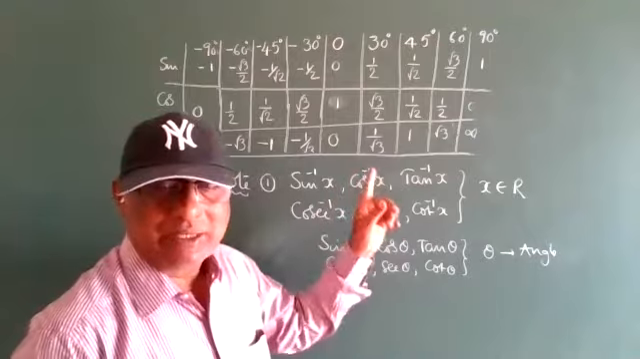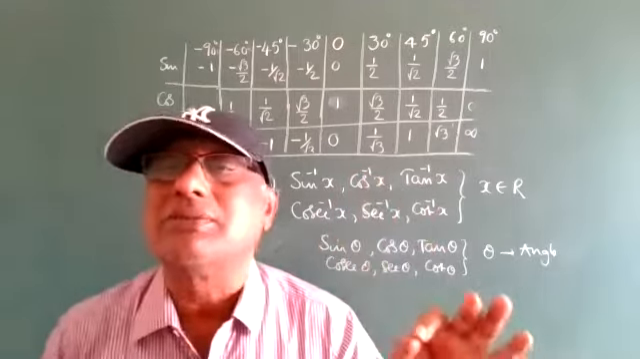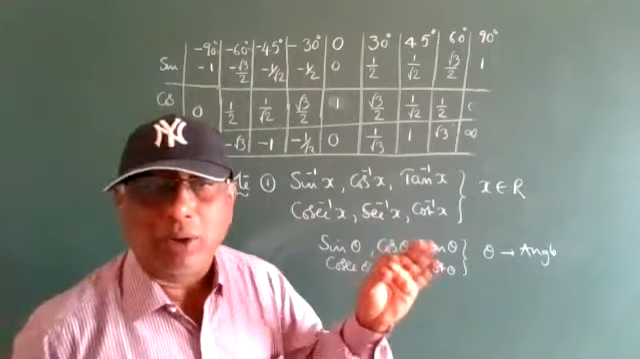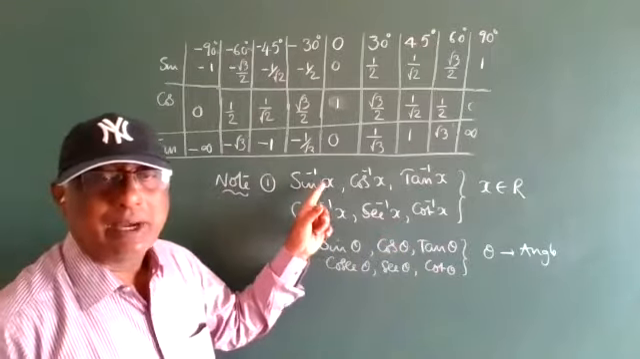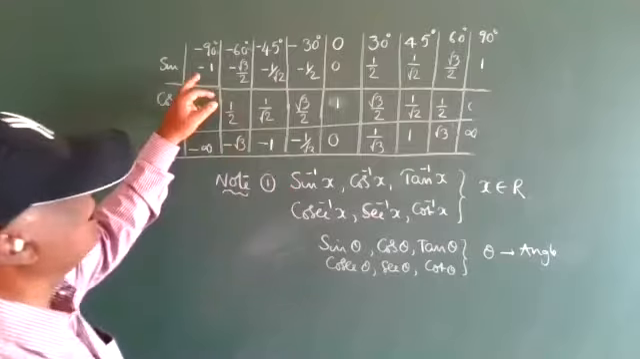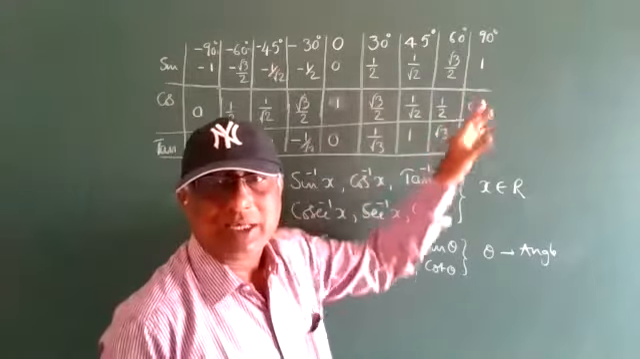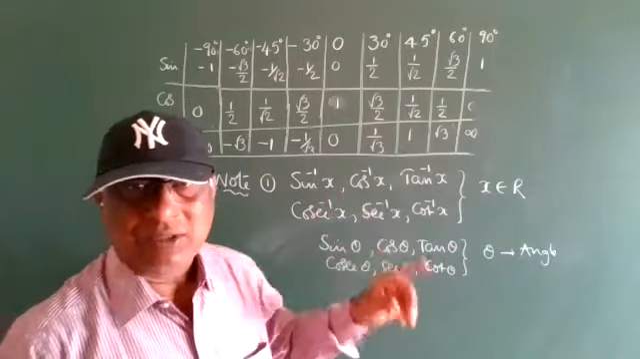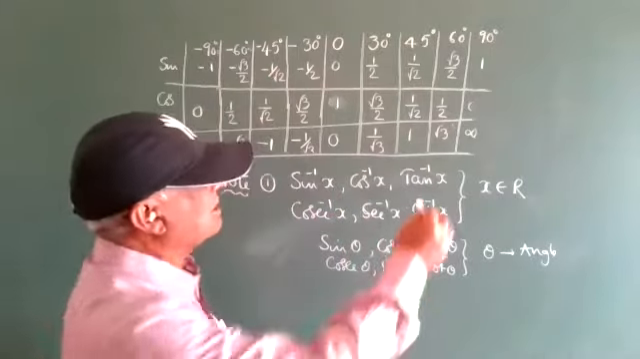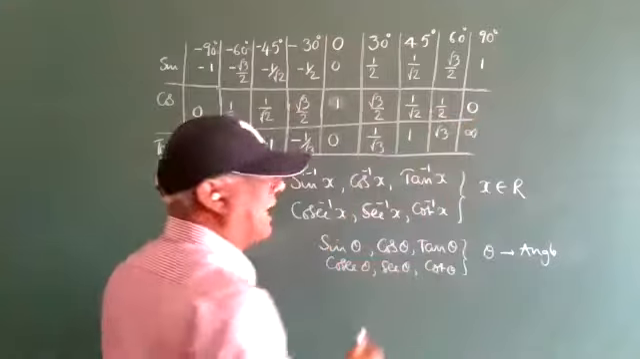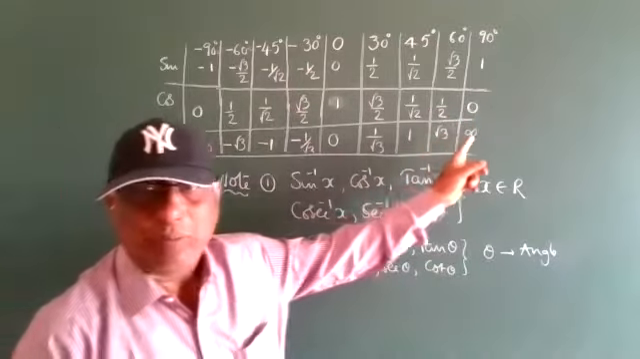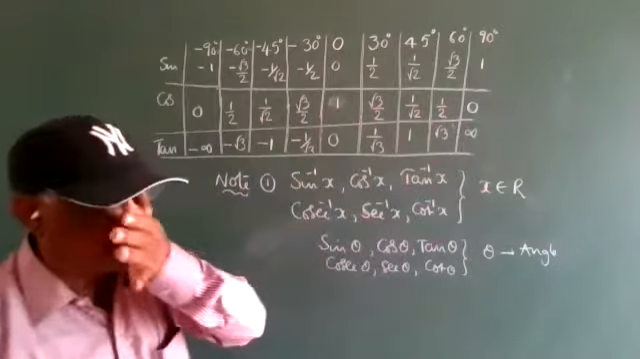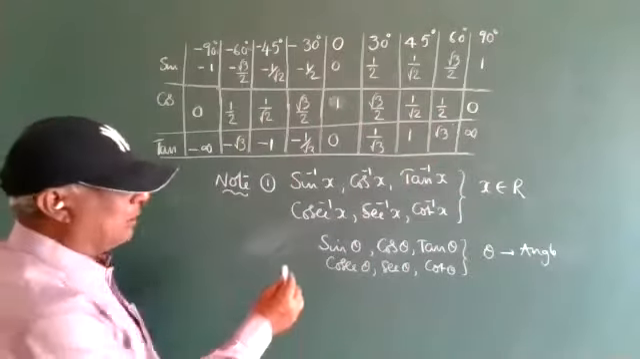Sine inverse x always follows real numbers, so the range is minus 1 to plus 1. So x belongs to minus 1 to plus 1 in sine. In cos, what value can we observe? In tan, the values are minus infinity to plus infinity. Okay? Right.